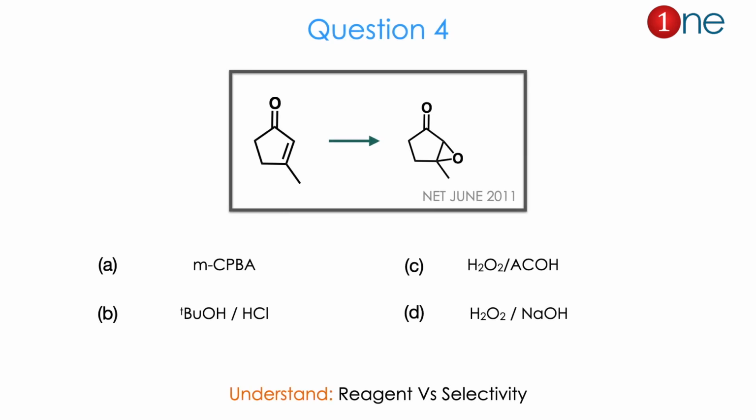Then question number 4. The starting material is a conjugated ketone attached with a methyl group. The product is an epoxide. Here they give 4 reagents. One is mCPBA, perbenzoic acid. Another is H2O2 with AcOH, which is acetic acid and peroxide, then HCl and alcohol, and base and peroxide. From the reagents you might guess the question is about reagent selectivity, which one specifically forms the epoxide. The answer is D. Let us see how.